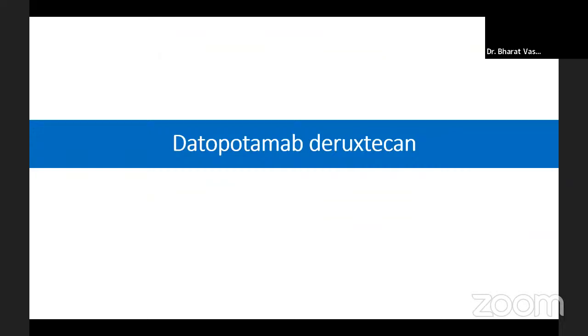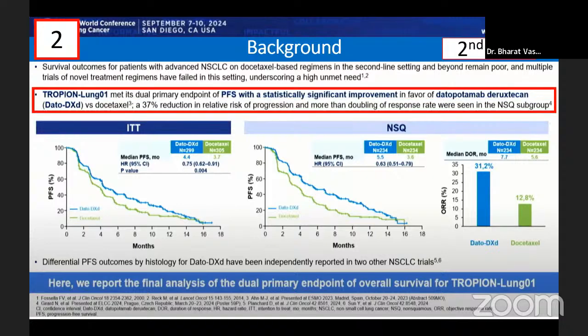Then the tale of datopotamab deruxtecan. This was in the second line. We already had this data of PFS, the Tropion-Lung study. What this study suggested is a better response rate than docetaxel in the second line, post-immuno and chemo. And there was a statistically significant improvement in progression-free survival, in non-squamous and squamous. What this study showed is whether there was an improvement in OS.